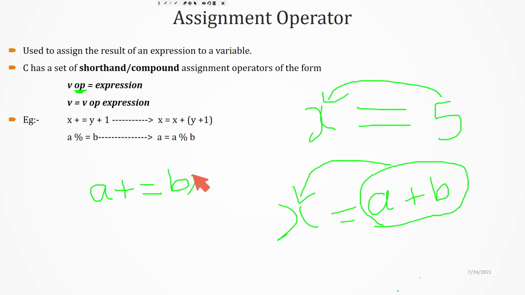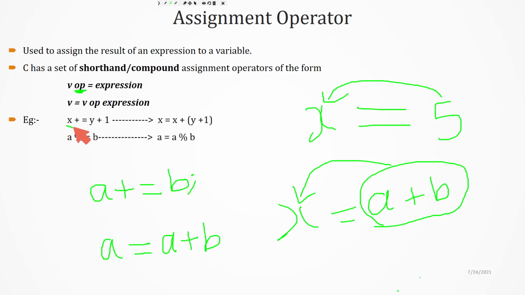X plus equal to B. The meaning is A equal to A plus B. A equal to A plus B.